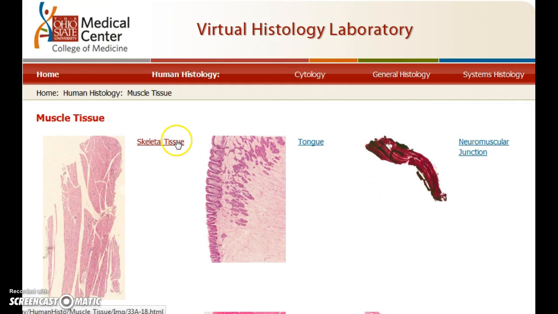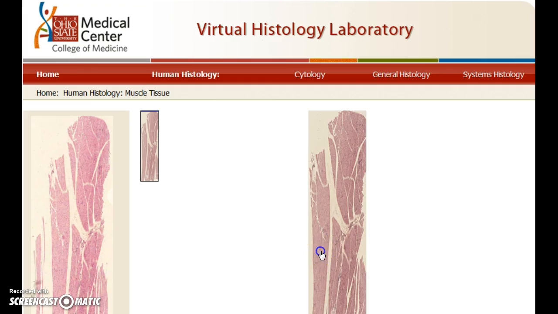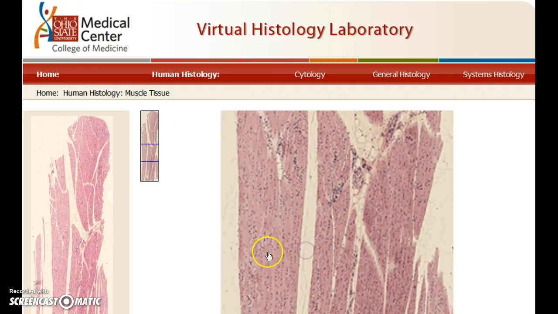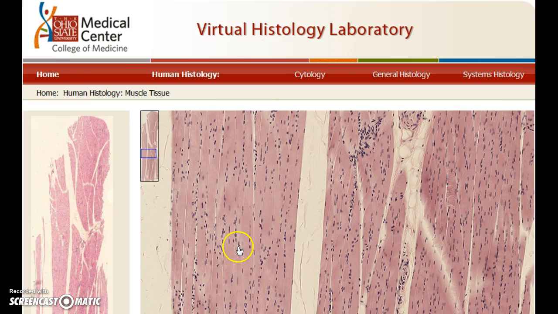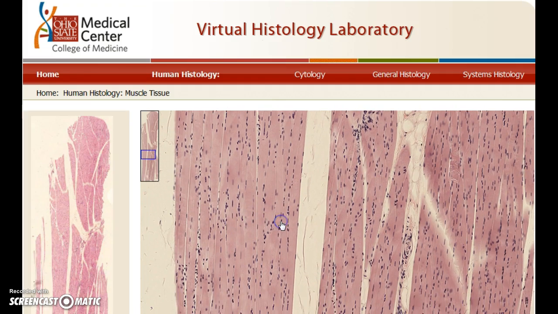And let's look at skeletal muscle first. So skeletal muscle is voluntary. You can choose when to contract or relax your skeletal muscles. As I'm looking at this, one thing that tells me it's skeletal muscle, I can see this is a really long muscle fiber. There's a muscle fiber. Muscle fibers in skeletal muscle are very long.